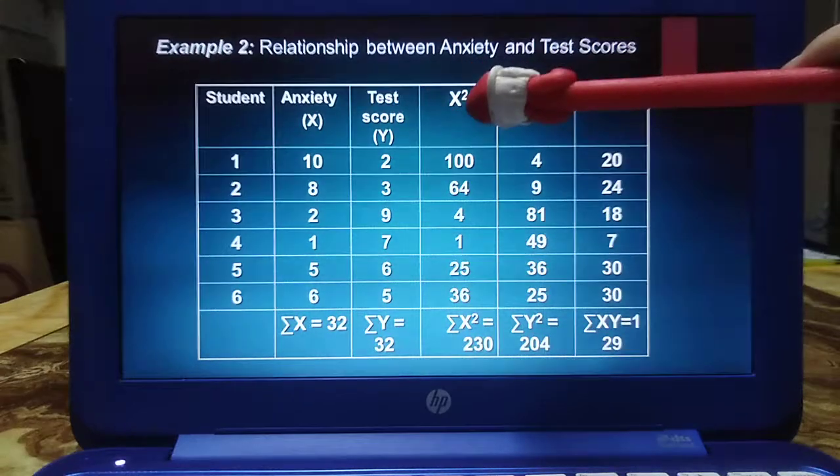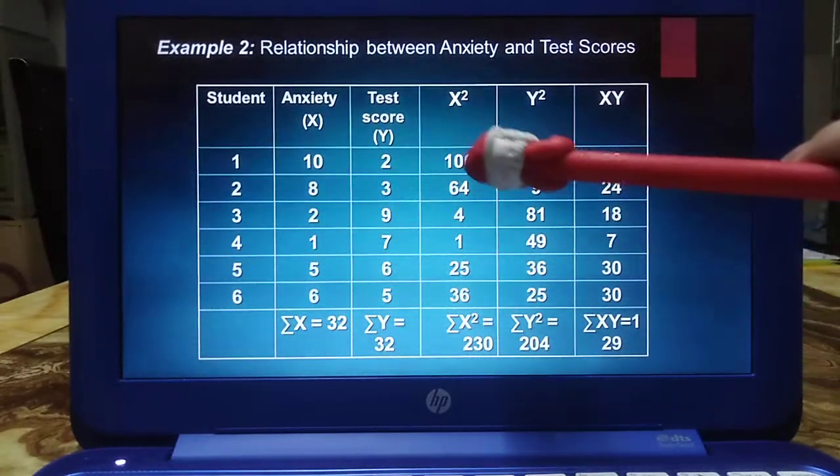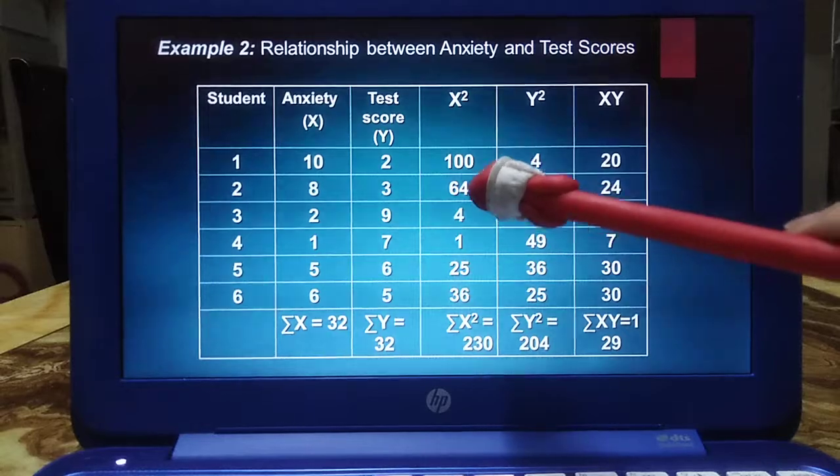Now, we square x. So 10 squared is 100. 8 squared is 64.